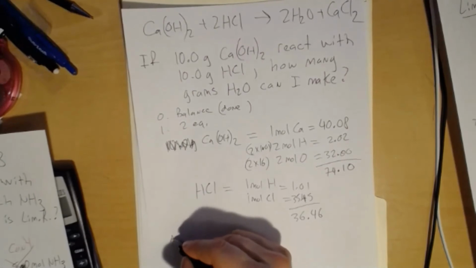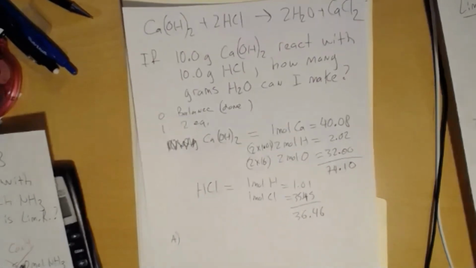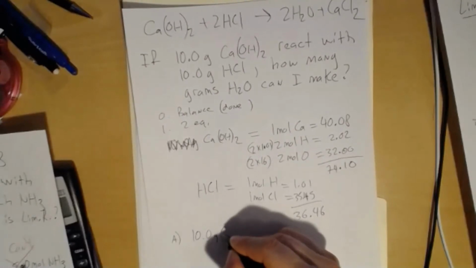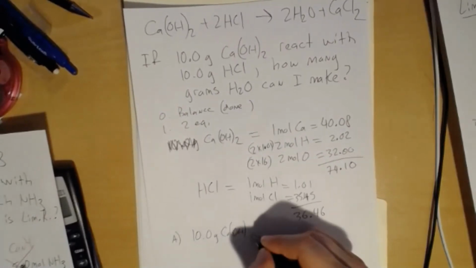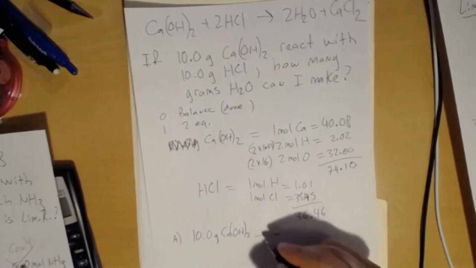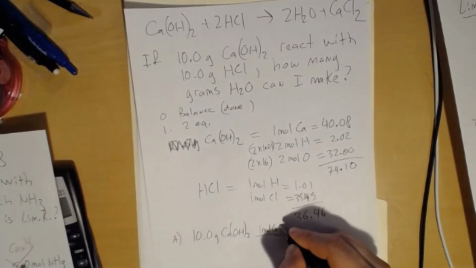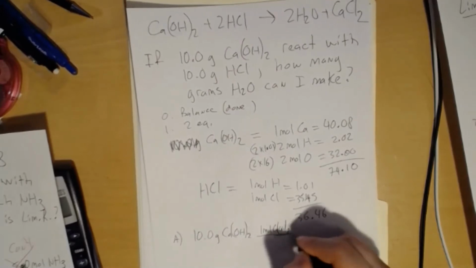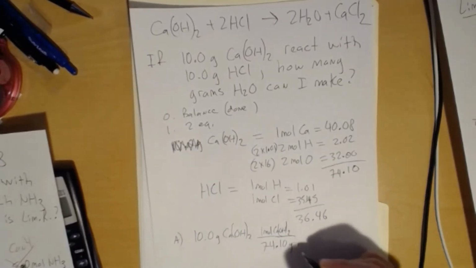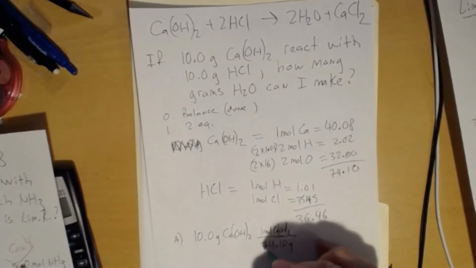Now, equation 1, or A, let's make the first equation. Let's take the calcium hydroxide. 10.0 grams of calcium hydroxide times 1 mole of calcium hydroxide to 74.10 grams. Let's cancel out the grams.